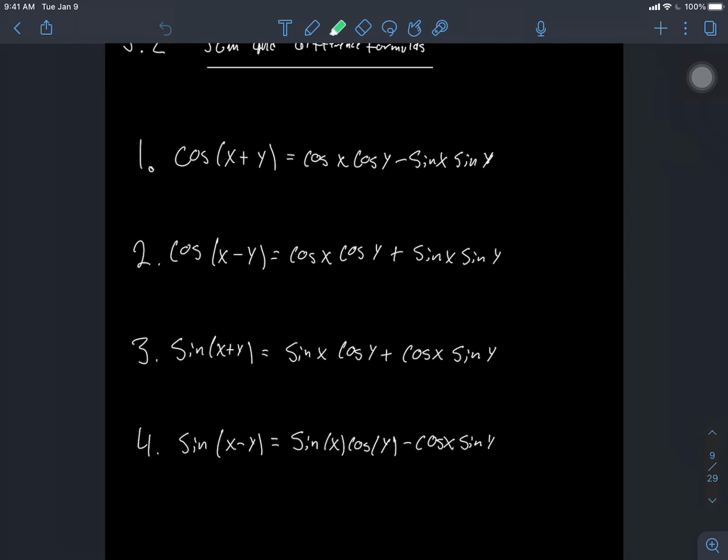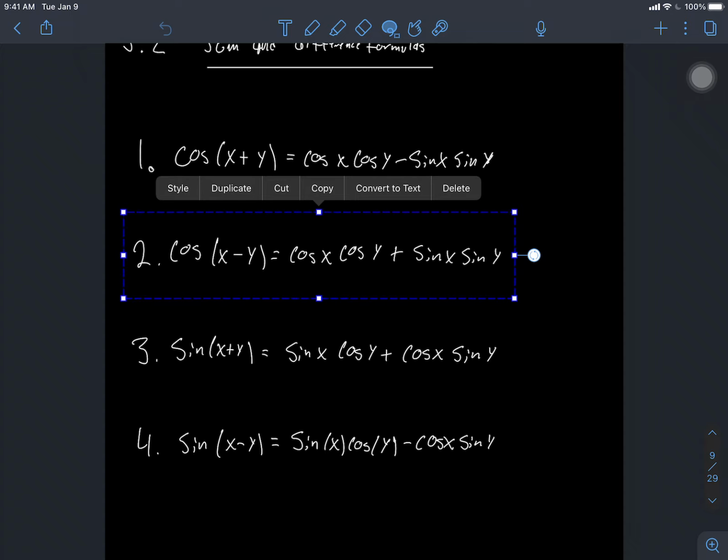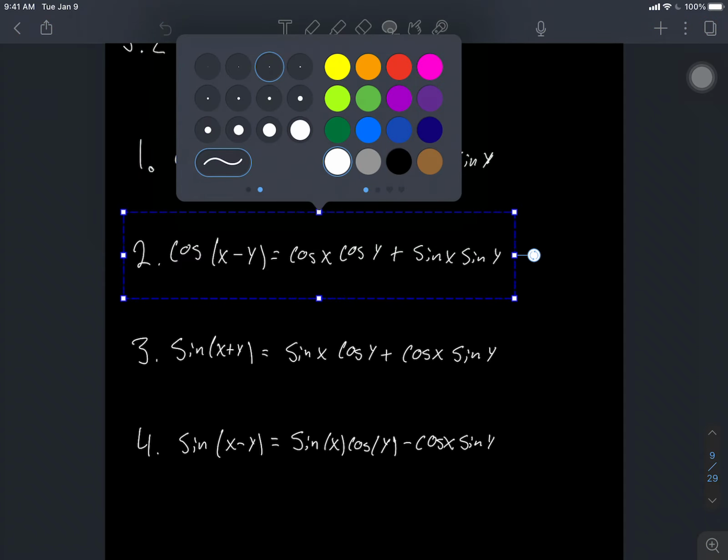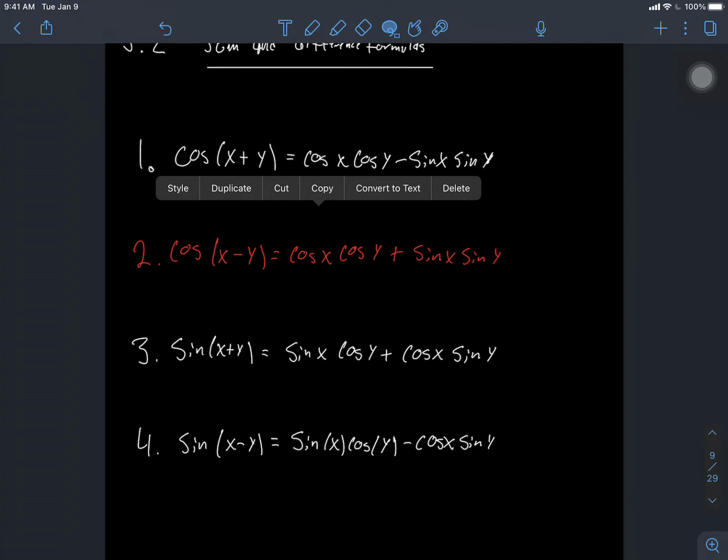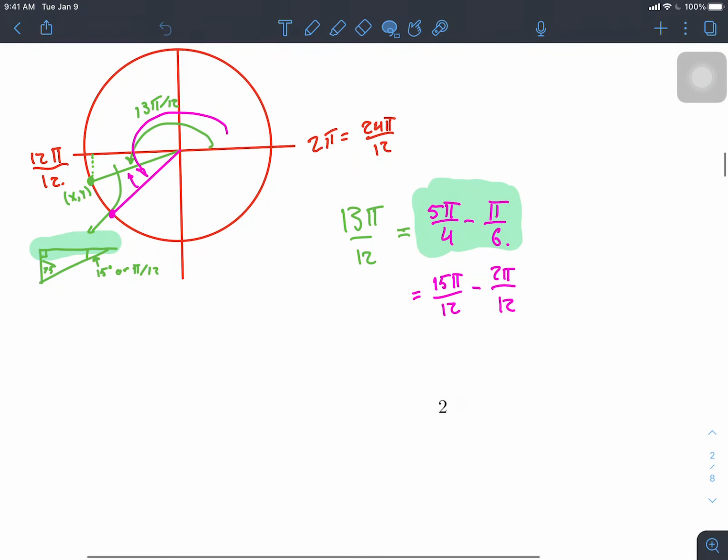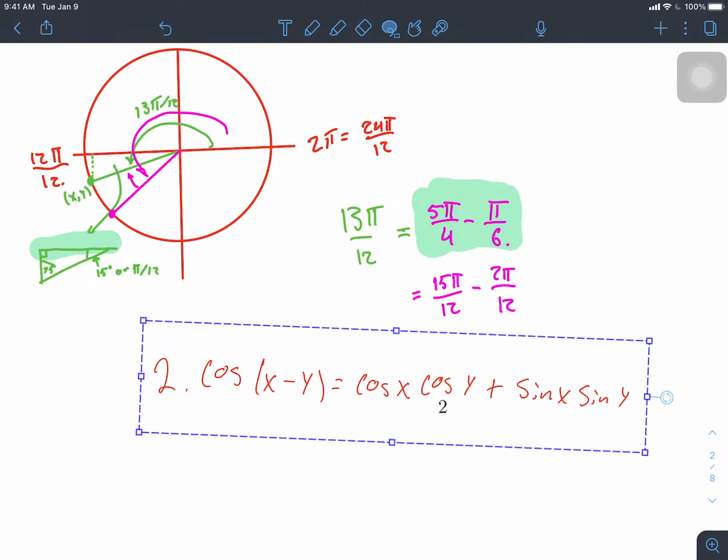I think we're doing a cosine of a difference, so I'm going to copy in. Ooh, this is not going to copy well, is it? Well, maybe I can change it to red, and then I'll copy and paste. So this is the formula that we're gonna use.